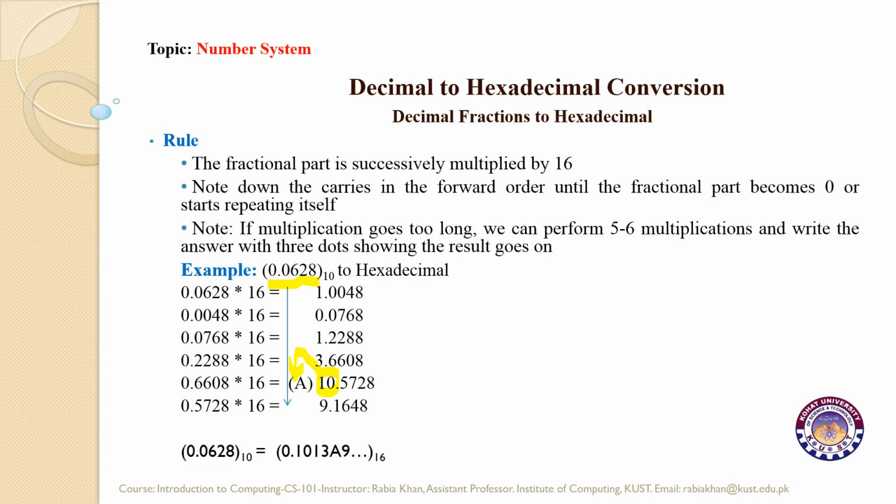So for 0.0628 in base 10, the result in base 16 is 0.1013A9 and so on. Here we write the 3 dots. That shows the result goes on. But don't forget to write the base in which it is converted.